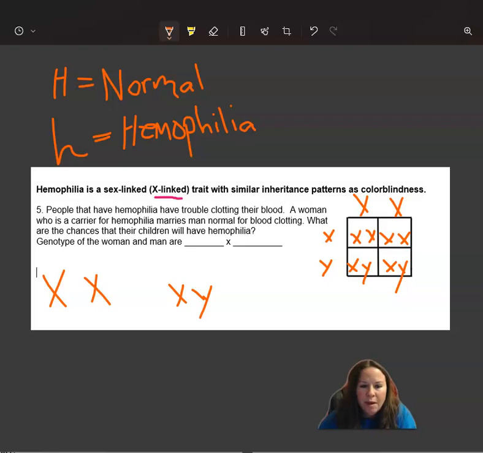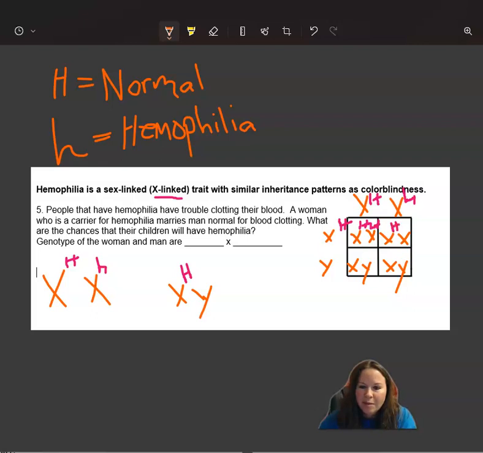A woman who is a carrier for hemophilia, so that tells me she is big H, little h, marries a man who's normal for blood clotting, who gets a big H. What are the chances their children will have hemophilia? So let's put her genotype onto her Xs. She's big H, little h, because she's a carrier. He is big H. So then in each box, we've got big H, big H.